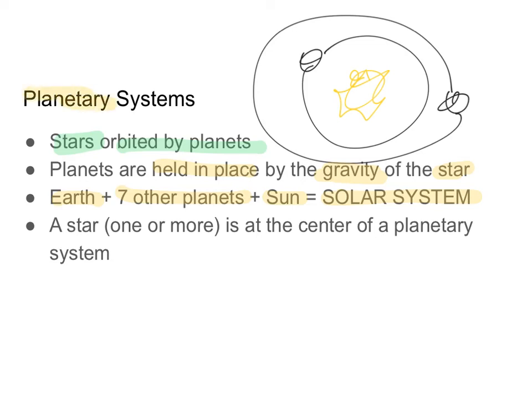Now, the last thing, again, we want to know what's at the center of a planetary system. Well, at the center of a planetary system is a star. It can be one or more, though. If you've ever watched Star Wars and there was that one scene where they have one sun going down and then another sun, some planetary systems, in fact, do have more than one star at the center. Which leads us to our last category, stars and planets.